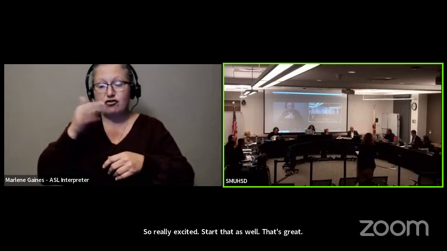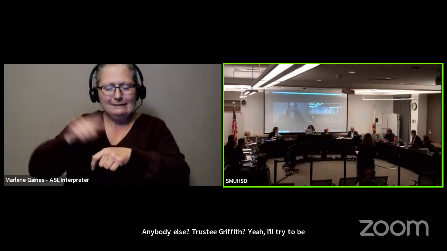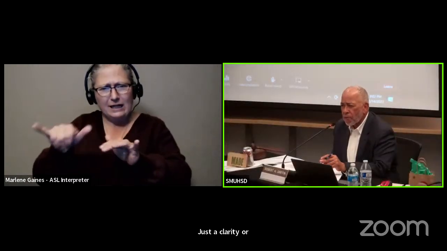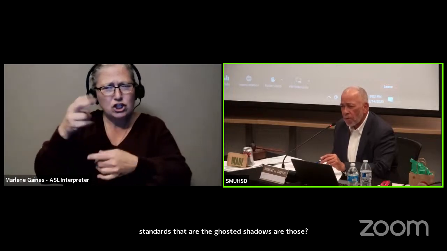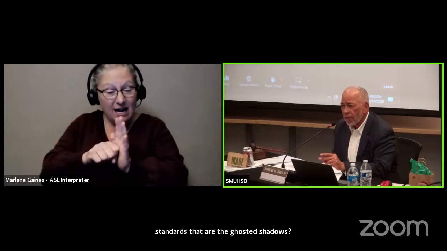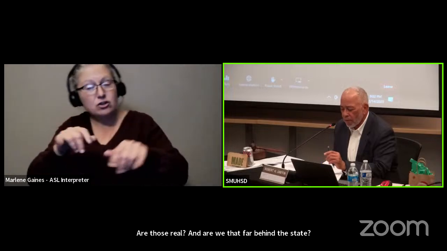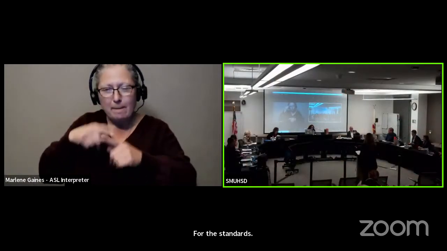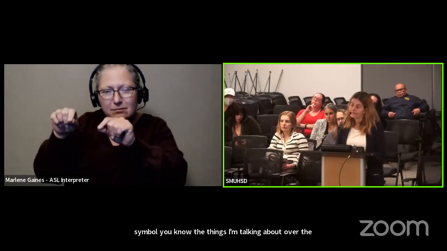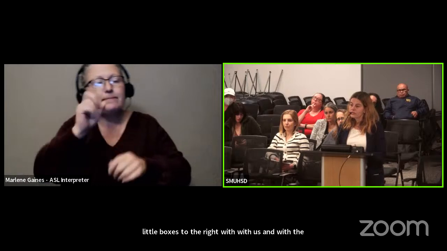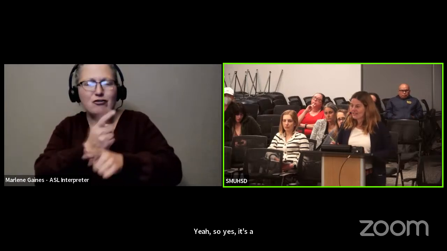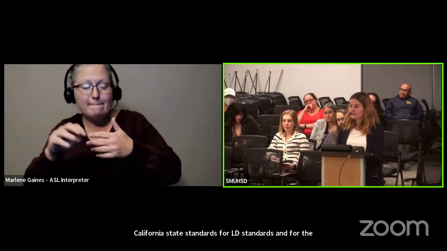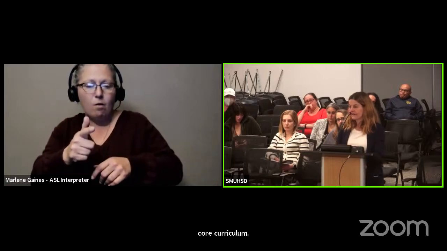Trustee Griffin? Yeah, I'll try to be quick, given the lateness of the hour. Just a clarification: are those state standards that are the ghosted shadows, are those real? And are we that far behind the state standards for English learners? I'm talking about the little boxes to the right, with us and with the state. Yes, it's accurate. There are California state standards for ELD and for the core curriculum, and yes, those are all followed accurately.